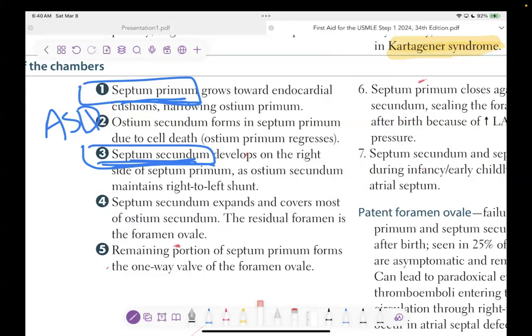So let's see what else. The remaining portion of septum primum forms the one-way valve of the foramen ovale. We already said that this is septum primum, right? And there is a hole and a disconnection here. Let me draw it this way so that this is septum primum, right? Inside the septum primum, there was a hole. This was called ostium secundum. This is a hole. Let's close it. This was septum primum and the hole inside.